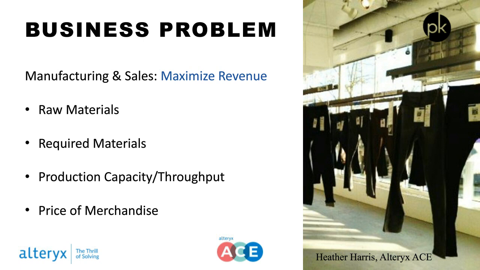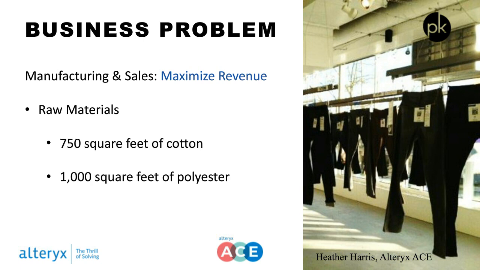So let's go ahead and we'll walk through what those four things are that are part of my business problem. So I have raw materials. In this case with clothing, I have a certain amount of cotton and I have a certain amount of polyester, specifically 750 square feet of cotton and 1,000 square feet of polyester. So that's just kind of a known that, my company said, hey, here's what we have available.